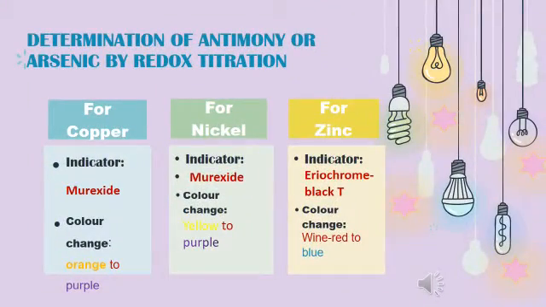The trace metals concentration of soil can also be determined by redox titration. In order to determine the concentration of copper, murexide indicator is used, which shows a change in color from orange to purple. For nickel, again murexide indicator is used, which changes its color from yellow to purple. For zinc, eriochrome black T indicator is applied and the color changes from wine red to blue.